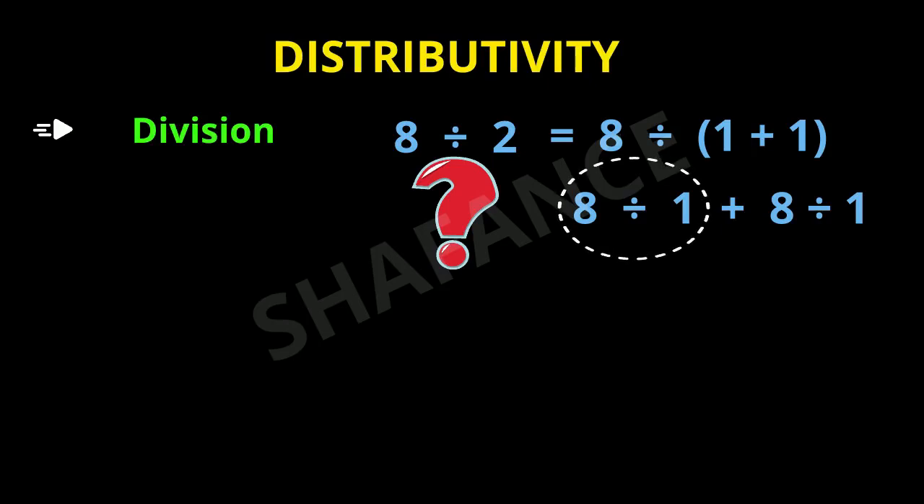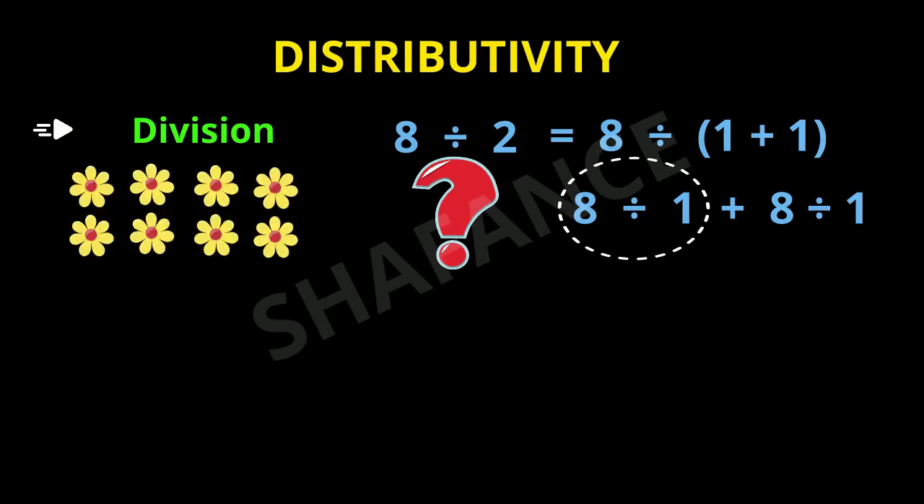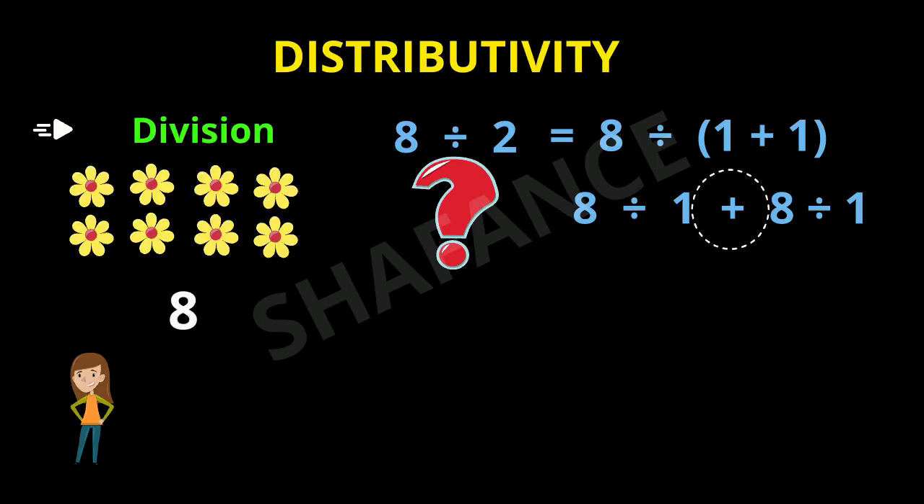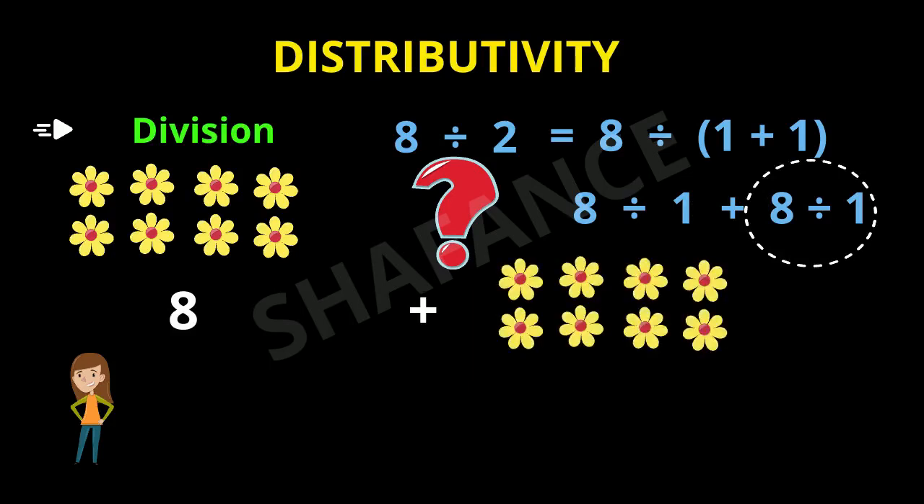So 8 divided by 1, what does it actually mean? It means that we have 8 flowers and we have to divide these 8 flowers among one person or one girl. So we are actually not dividing, since there is only one girl, we are giving all the 8 flowers to this girl. So the answer is 8. And then there is a plus sign, so we'll add it. And again the division is happening, 8 divided by 1. So that means we are dividing again the 8 flowers, and we are giving those 8 flowers to the one girl.